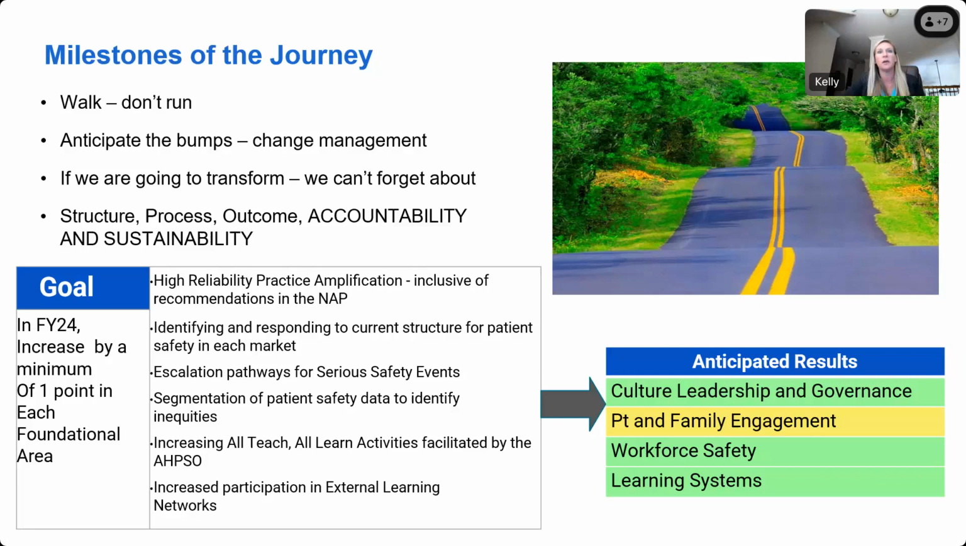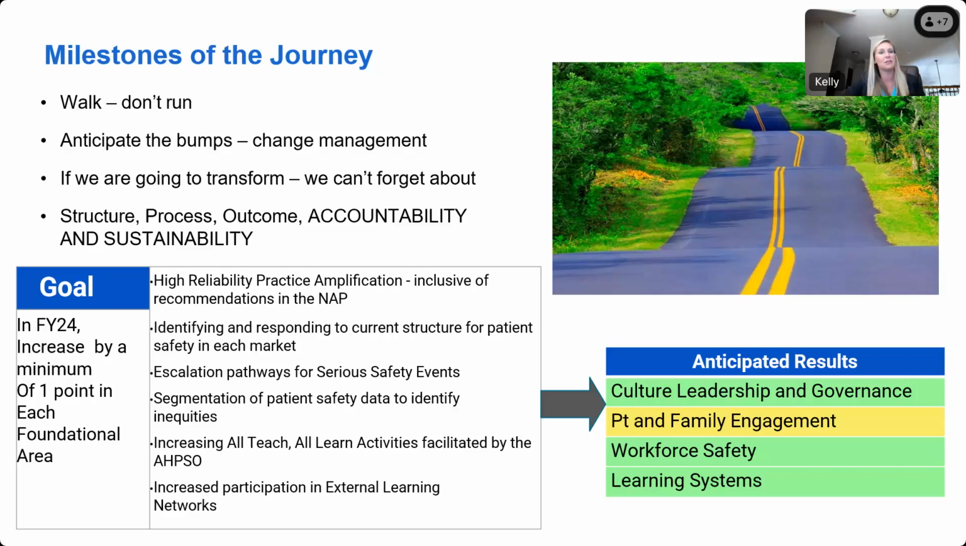And then as you think about the work that you're going to do, be sure that you really focus on structure, process, outcome, but don't forget about accountability and sustainability, right? We really want this to be about how we sustain the results moving forward so we can continue to drive towards zero. That accountability and sustainability piece has been quite key for us in the Ascension journey.